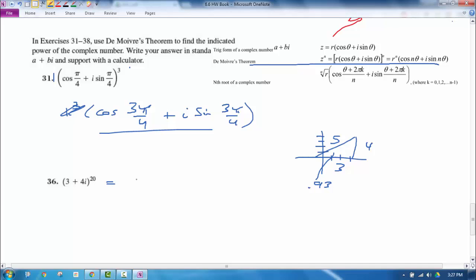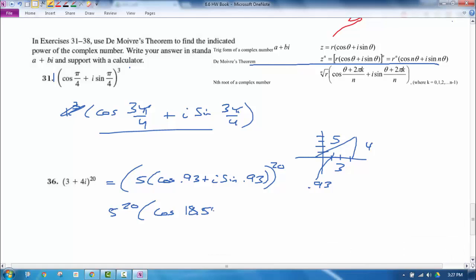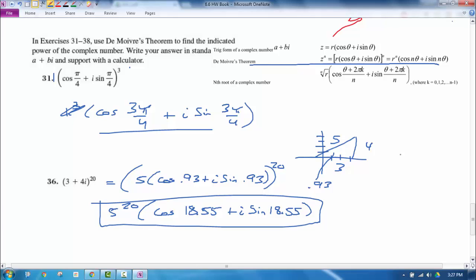So in trig form, this would be 5 cosine of 0.93 plus i sine of 0.93. And I want to raise that to the 20th power. So now I can just use this formula up here. It's 5 to the 20th power times cosine of, it's going to be 20 times 0.93, which gives me 18.55. So it's pretty easy to use this formula to raise it to the power, rather than obviously multiplying all these out yourself by FOILing. It would take forever. So there's our answer in trig form.